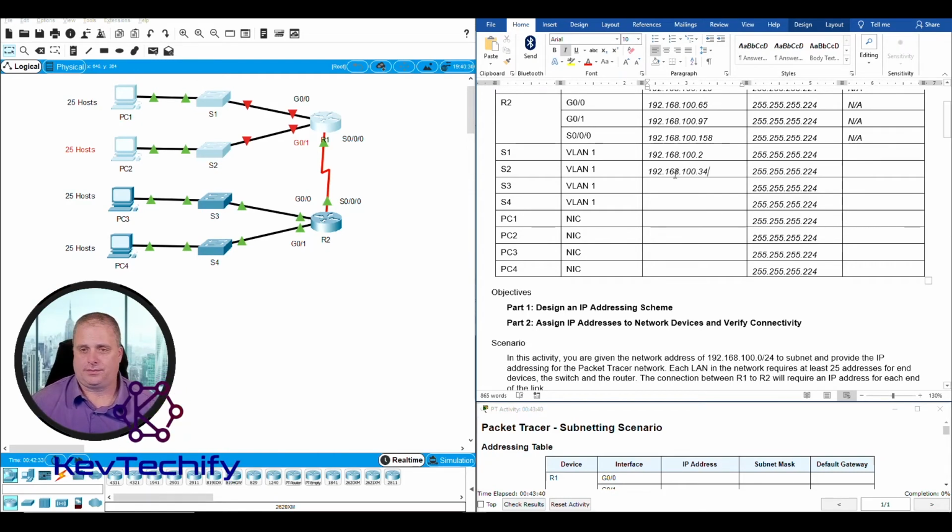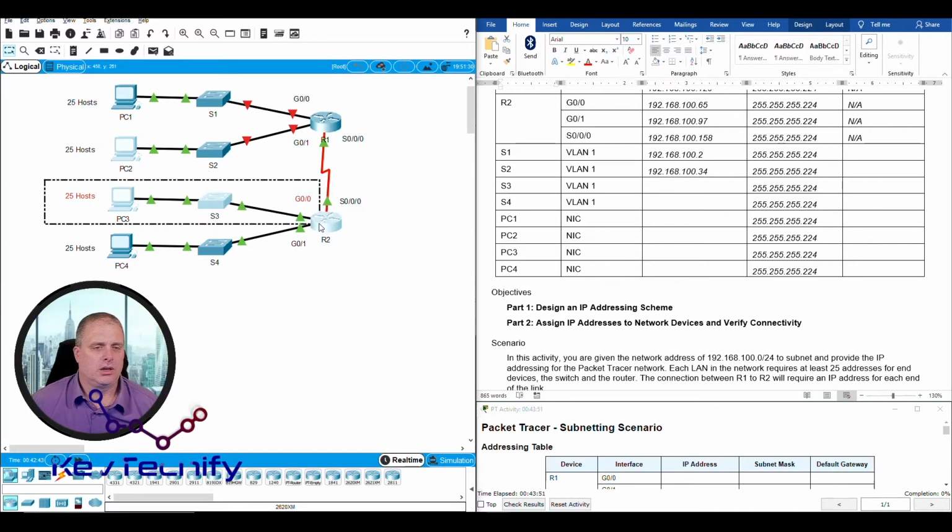192.168.100.34. Switch 3, VLAN 1. This is switch 3 right here. It's on the third network, or subnet 2. Once again, remember subnet 0 is the first one. We're on the third one.